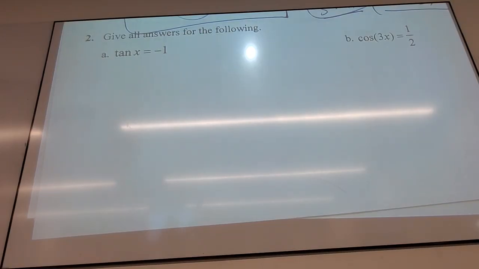When is tangent 1? Technically, tangent's 1 when sine and cosine are equal. When are sine and cosine equal?